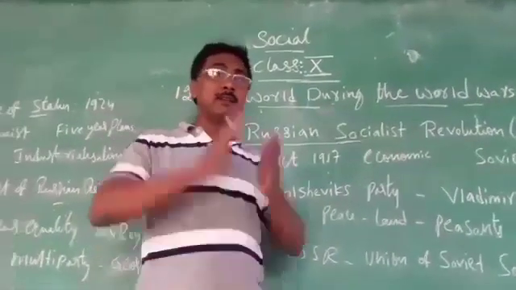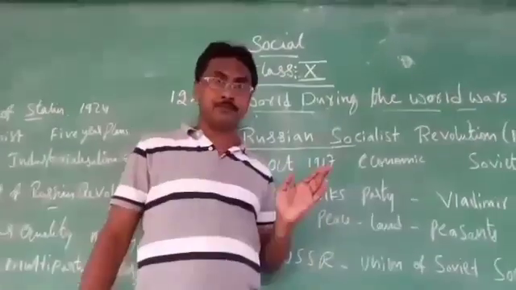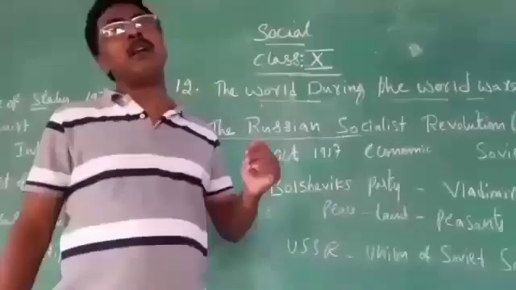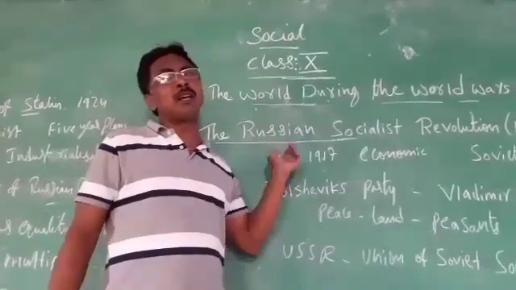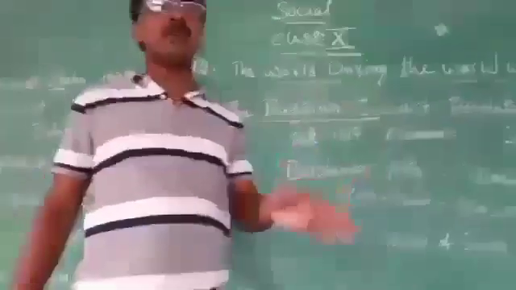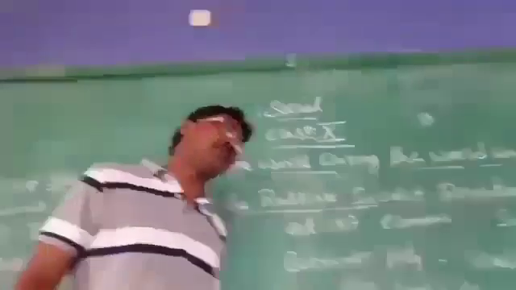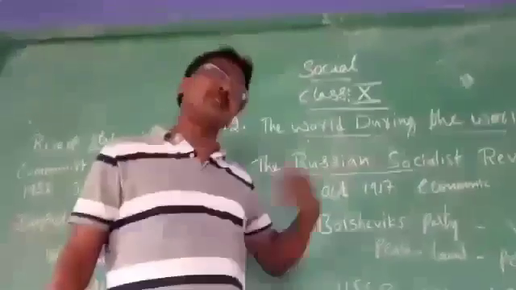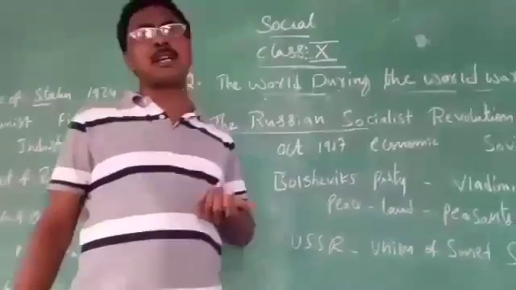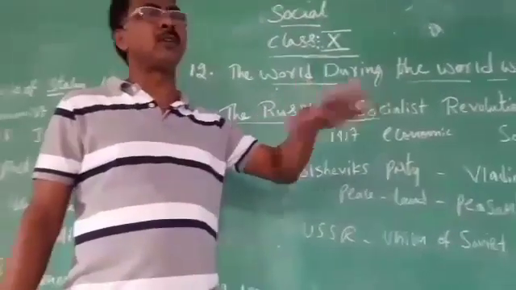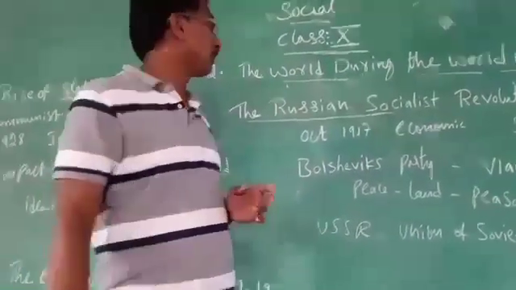Nicholas II wanted to stop them. So what happened? The army also supported the revolutionaries, so Nicholas went away. After that, I told you, the provisional government was established. So with a few people, the ruling was established with the provisional government.